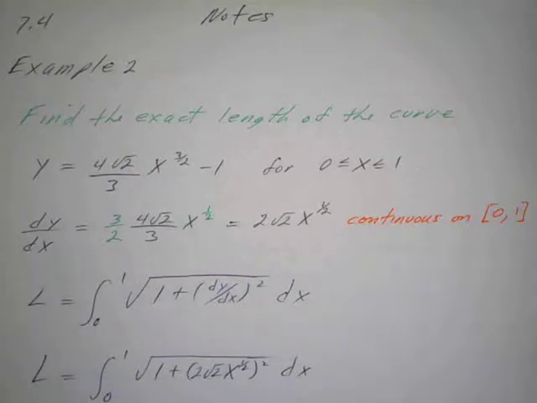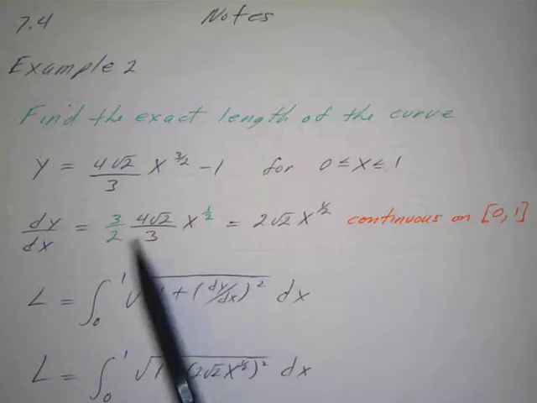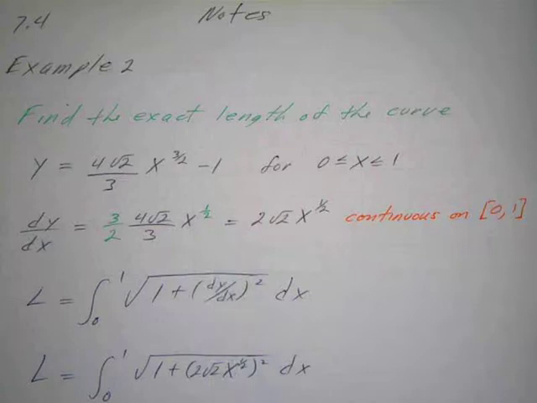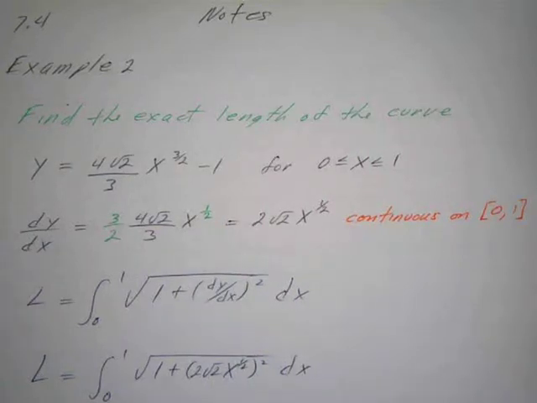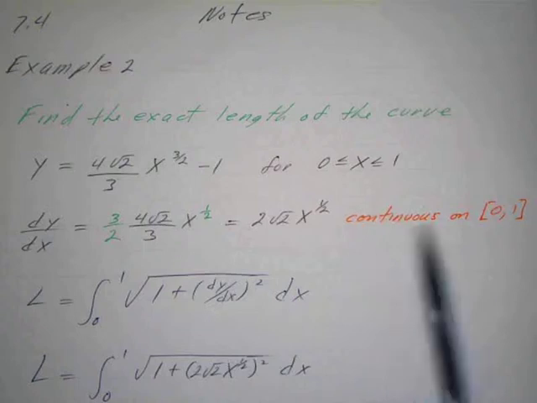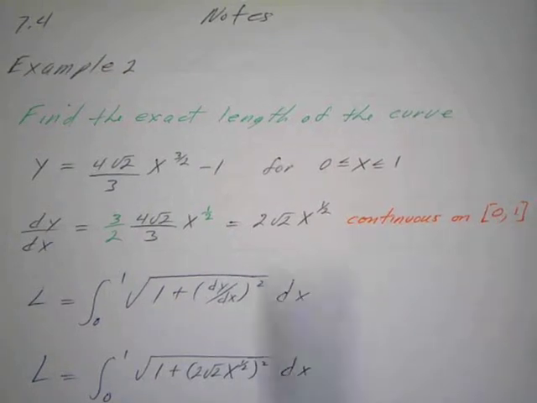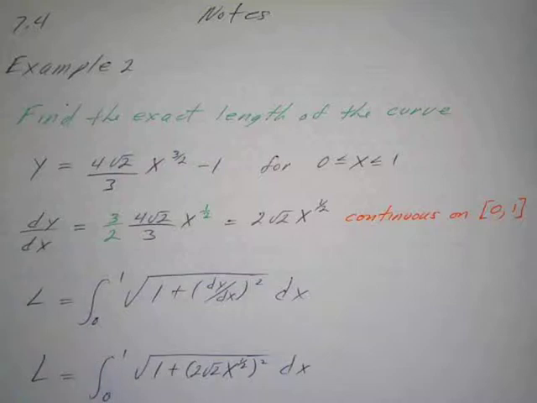And we take the derivative, and that's going to be 3 halves times this, and the x to the 1 half, and the 1 goes away, which is 2 times the square root of 2 times x to the 1 half. And this also has to be continuous on the open interval, I'm sorry, on the closed interval, 0 to 1. Okay, so the derivative has to be continuous, so it is indeed a smooth curve.